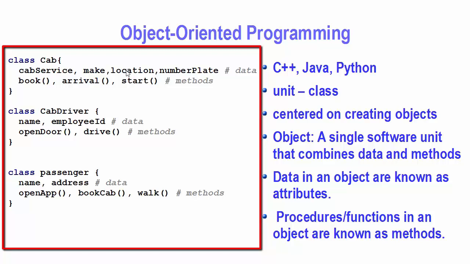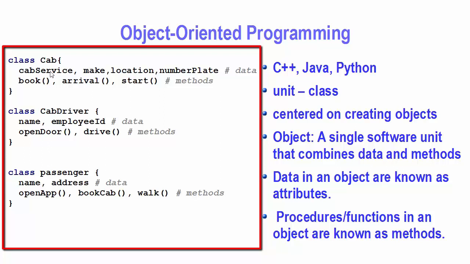At which location is this cab right now? What is the number plate of that cab so the passenger can recognize it? All these things which I have written here are called data because they can hold some kind of data. Number plate has number plate data, location has geolocation data, make has the make data.